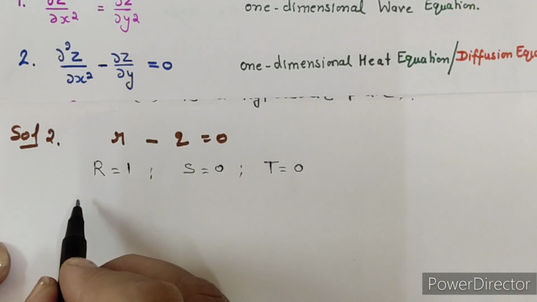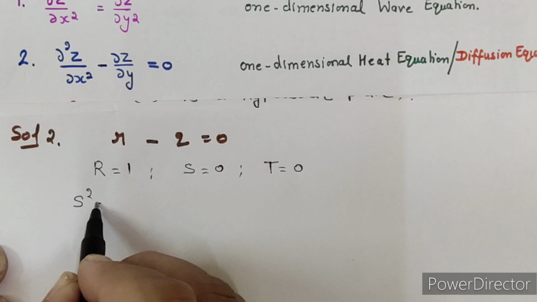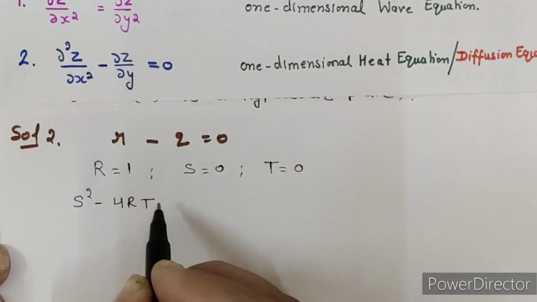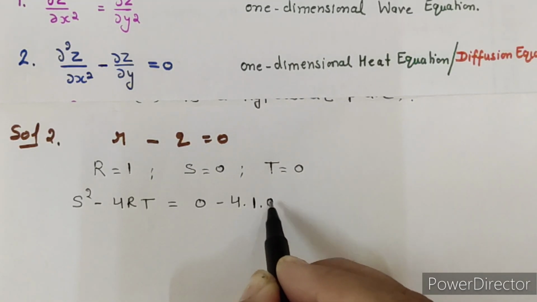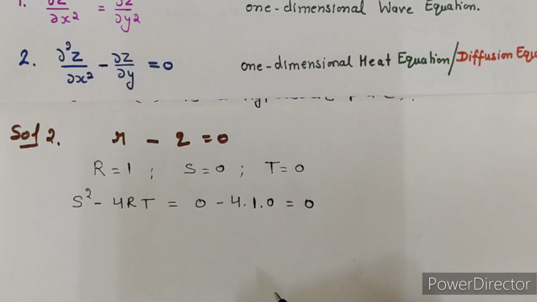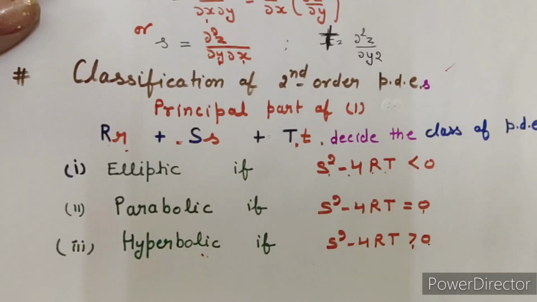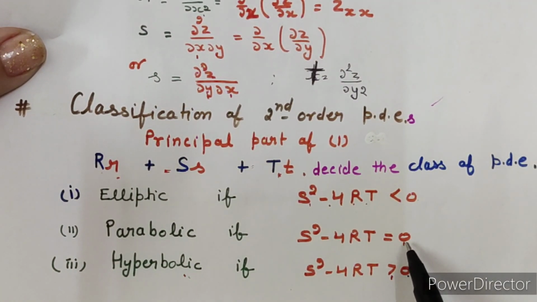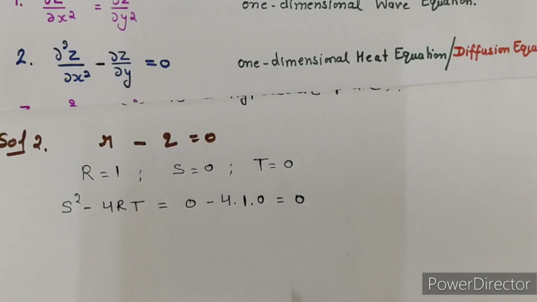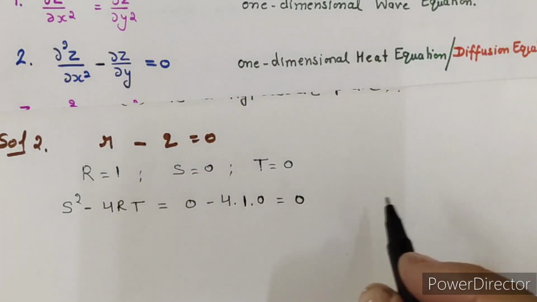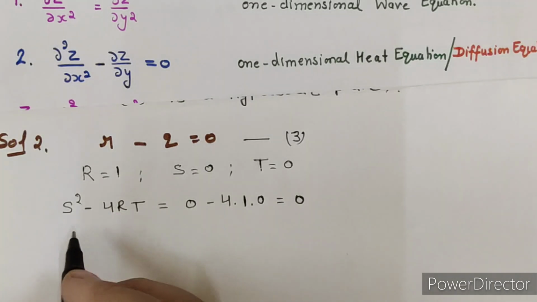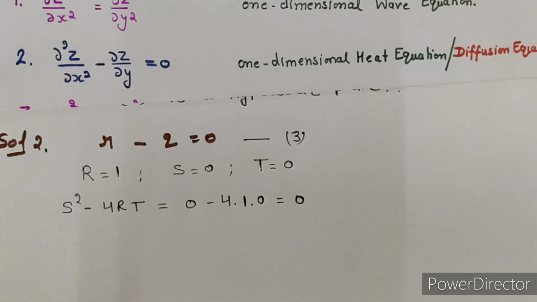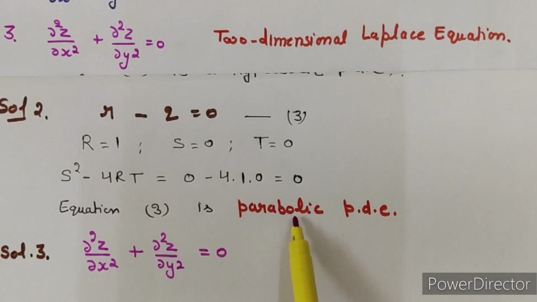Now calculate the value of S square minus 4RT, and it is 0 minus 4, R is 1 and T is 0, this is 0. So according to the rule, this equation can be classified as case number 2, that is, it is a parabolic partial differential equation. So write down, this is equation number, suppose, 3. So you can see here 3 is a parabolic partial differential equation.